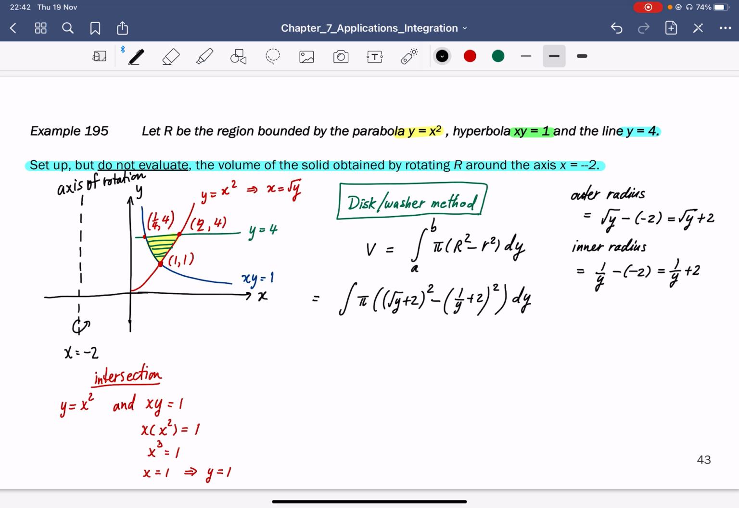So to integrate dy here, you're going to integrate y from 1 to 4, right? Because you have to draw a horizontal line starting from 1 to y equal to 4. All right, that is the answer for this question. Sounds good?